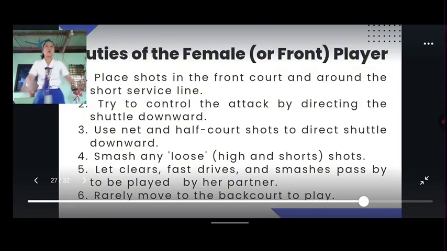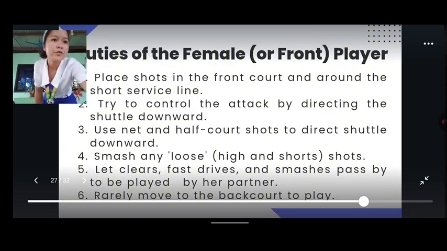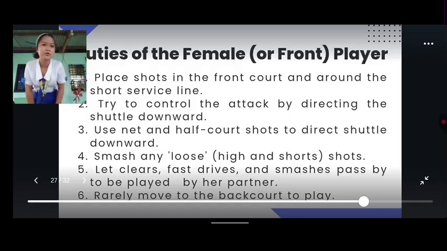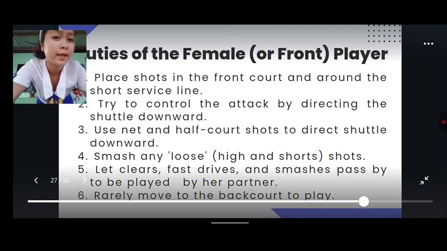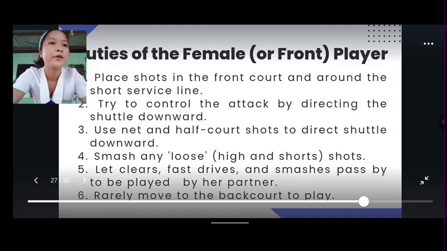So, what shots were those? I forgot. So this means she should focus on shots near the net and just past the short service line to control the front area. Like the low serve, so it is nice when you receive the shuttle, so that it is not easier for the opponent.